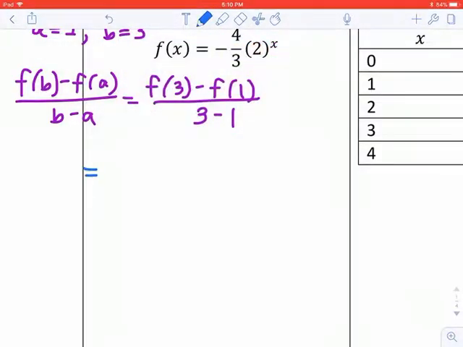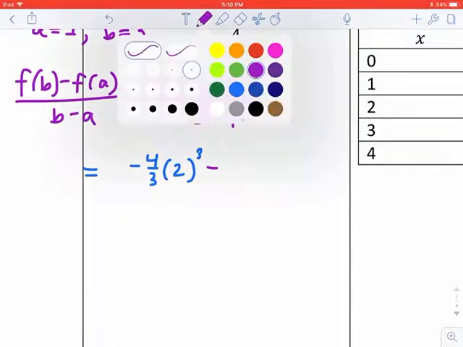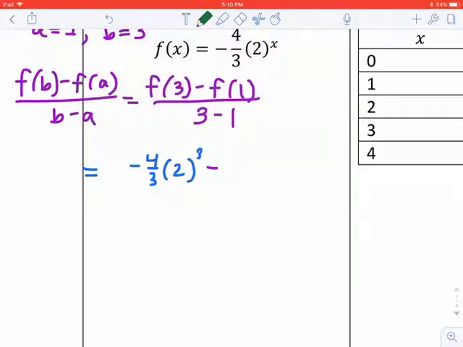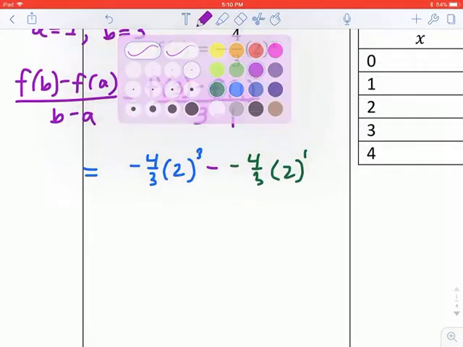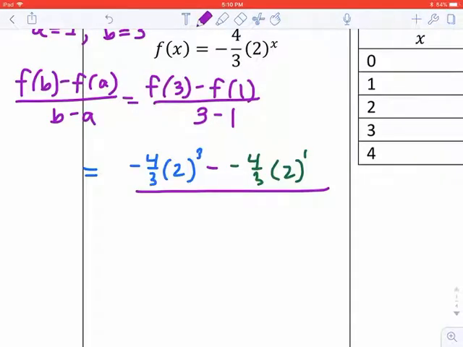So this is all equal to f of 3 would be negative 4/3 times 2. Plug in the 3. Then I need to subtract f of 1. And then you'll notice that we are going to get a double negative, so that will turn into a positive or a plus in a moment. 2 to the 1 power. And then this is all over 3 minus 1, and I'm going to go ahead and do that simple math right there.